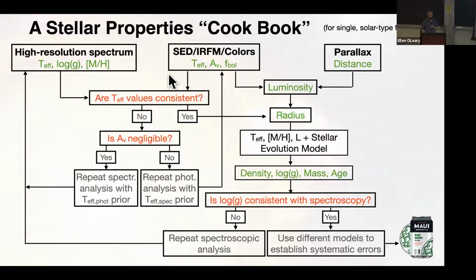The first thing to do is to ask, are your temperature values consistent with each other? Is your photometric temperature consistent with your spectroscopic temperature? If the answer is yes, you're good to go. You can combine your bolometric flux with your distance to get a luminosity. You can combine that with your temperature to get a radius.